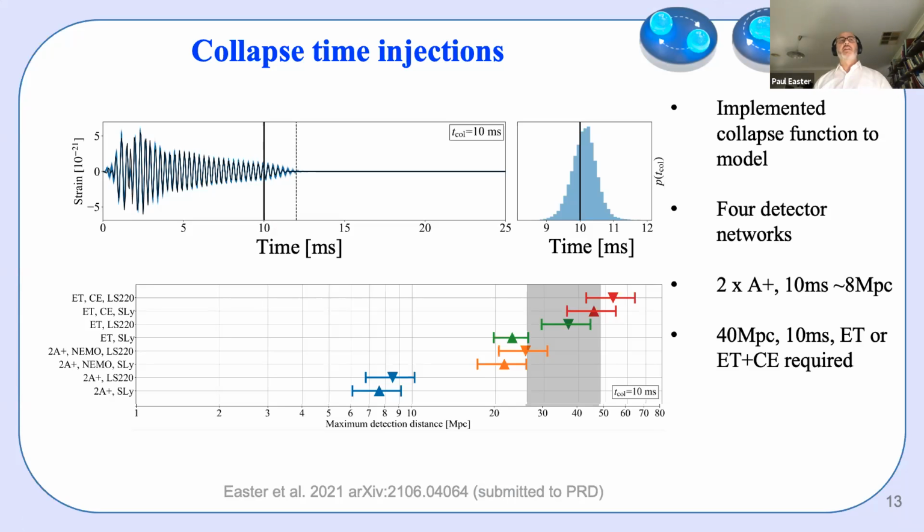On the right-hand side are the posteriors that we recovered. For the 10 millisecond injection, we recovered our posteriors quite well. We did this with a 4-detector network. We found that with A+ and a 10 millisecond collapse time injection, the event needs to occur at 8 megaparsecs, which is close. For a GW190817-like event at 40 megaparsecs, for a 10 millisecond collapse time, we found that we need either an Einstein Telescope or an Einstein Telescope with Cosmic Explorer network.